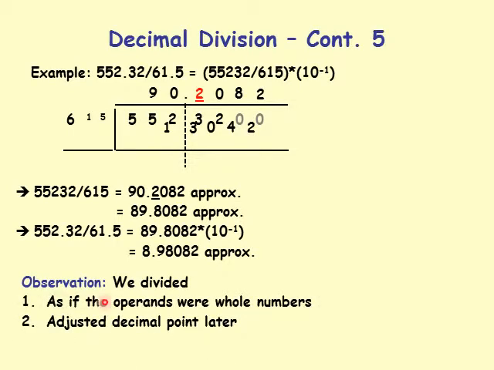Observation, what we did, we divided as if they were whole numbers, okay, and adjusted the decimal point later. With whole numbers, I got 89.8082, and I had to adjust the decimal point, move it one place to the left, so I've got 8.98082. Let us continue here.